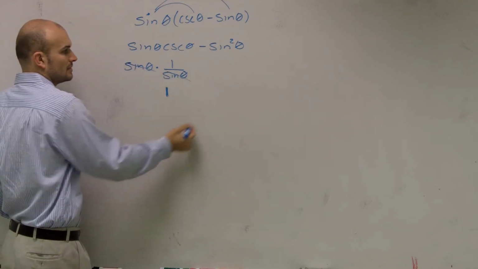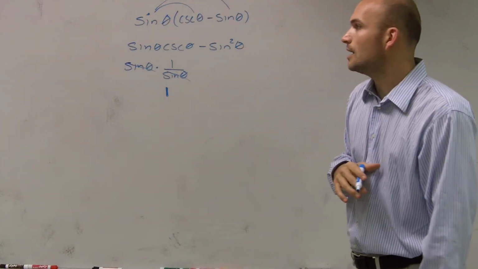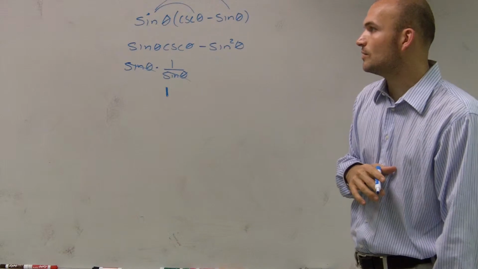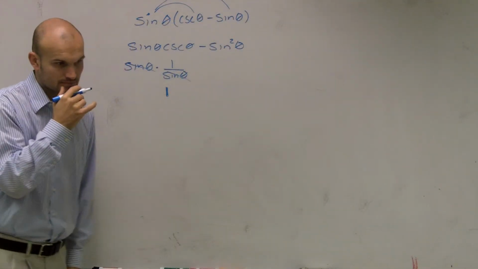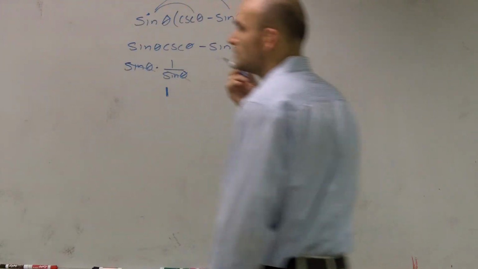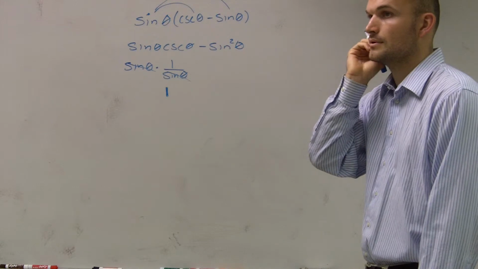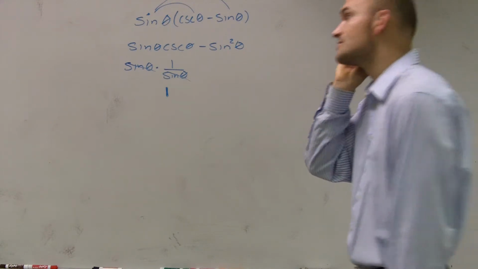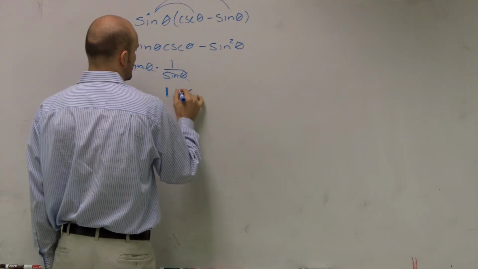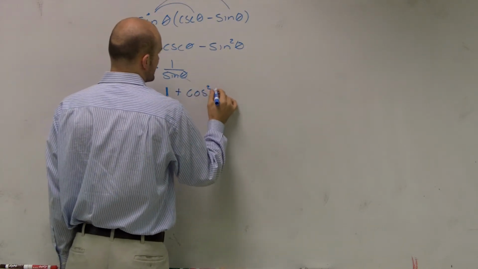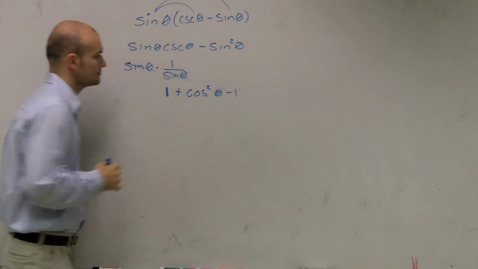Then you can do cosine, and then minus sine squared. That is going to give us what? Cosine minus 1? No, 1 minus cosine. Isn't it just cosine? It's cosine squared minus 1. Negative sine squared is the same thing as cosine squared of theta minus 1.